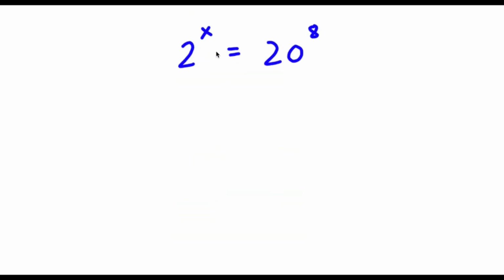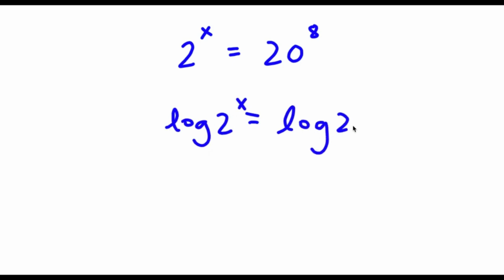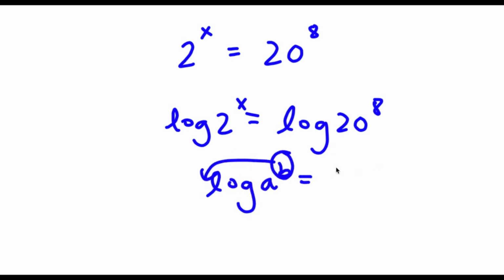Alright, so I have 2 to the power of x is equal to 20 to the power of 8. So now the first thing I'm going to do is take the log on both sides. So now I have log 2 to the power of x is equal to log 20 to the power of 8. Now if I have something in the form log a to the power of b, I can simply move this exponent b to the front. So this is going to equal b times log a.